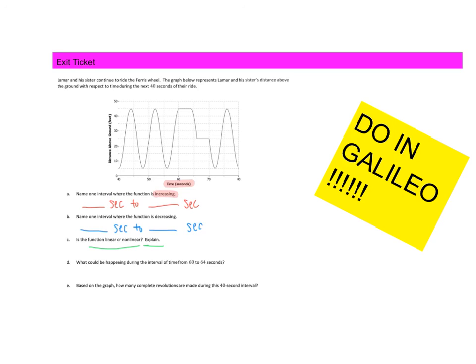Then you're going to tell me what could be happening during the interval from 60 to 64 seconds. So that is represented right here on this graph. What could be going on there? Okay. And then it says, based on the graph, how many complete revolutions are made during this 40-second interval? So basically, how many times does it go up and down? Okay?